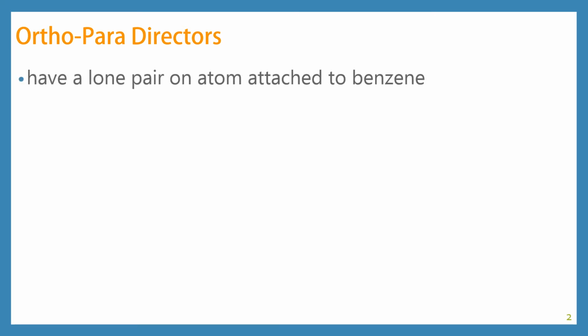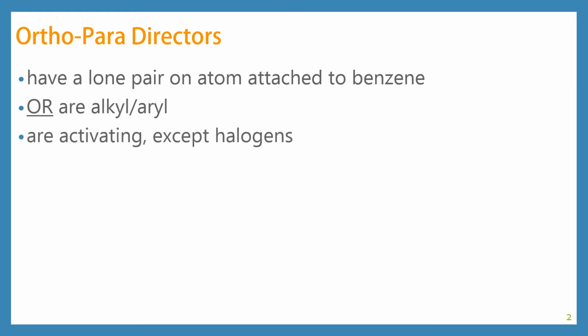So let's talk about ortho-para directors. Ortho-para directors are pretty easy to spot. They have a lone pair on the atom directly attached to benzene, or they are alkyl or aryl. Another thing about ortho-para directors is that their presence tends to make the benzene ring more reactive, so we call them activating. That means that if they are on the benzene ring, any subsequent reactions are going to happen very readily and very quickly, and possibly in very light conditions, maybe without a catalyst or maybe without heat.